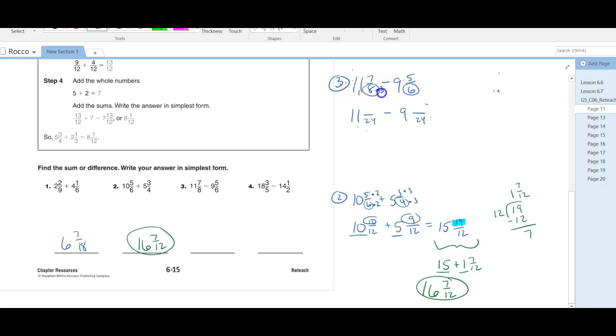So now multiply by 3, multiply by 3, that gives me 21. Then 5 over 6, multiply by 4, multiply by 4, that would give me 20. So now 11 minus 9 is 2. Then 21/24 minus 20 over 24 gives me 1 over 24. And I am done. So this would be 2 and 1/24. Okay, so this is a review of section 6.6.